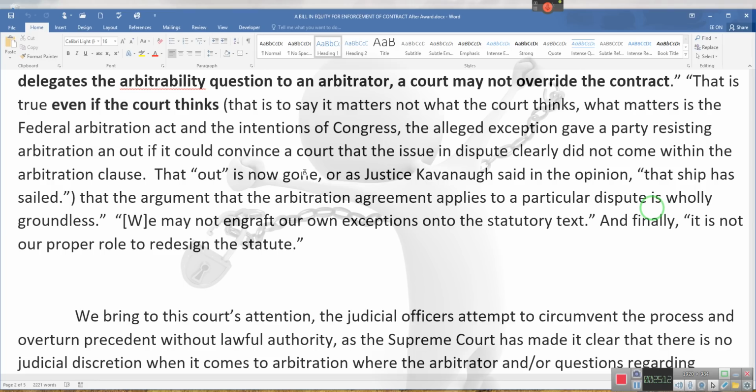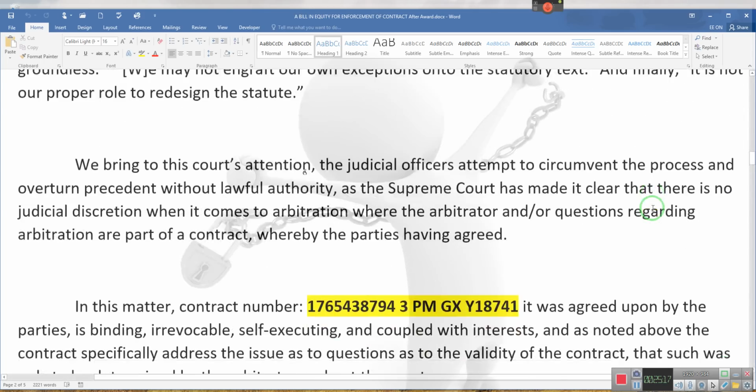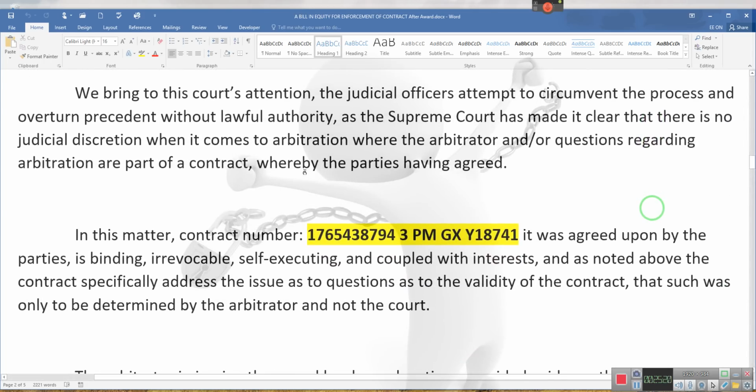And finally, it is not our proper role to redesign the statute. They do it all the time. The courts, in their decisions and determinations, i.e. case law, do it all the time. We bring to this court's attention that judicial officers attempt to circumvent the process and overturn precedent without lawful authority. As the Supreme Court has made clear, there is no judicial discretion when it comes to arbitration, where the arbitrator or the question regarding arbitration is part of the contract, whereby the parties agreed. The Supreme Court has just said this is what they do all the time, that the courts ignore this.